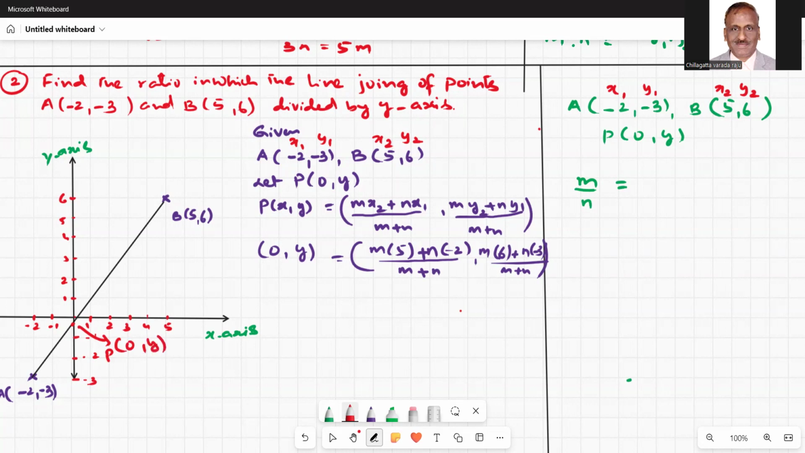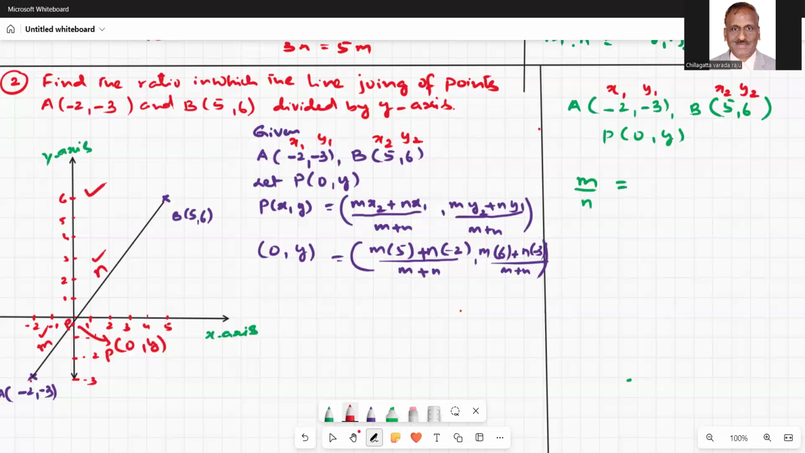In what ratio is this point P cut by this vertical line? This is the y-axis. He is asking in the question, cut by the y-axis, so again you have to find AP is to PB. This line is cut by the y-axis, not by the x-axis. So let me take AP is equal to m and PB is equal to n. Here also you need to find m is to n.